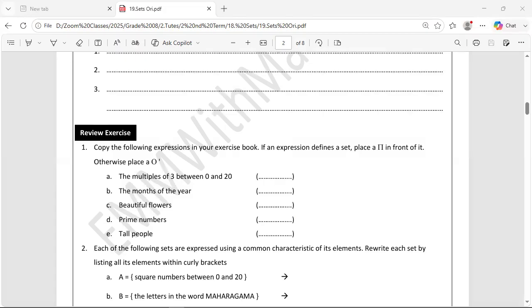Right. So how are we going to do this? Copy the following expressions in your exercise book. You do not need to do that.